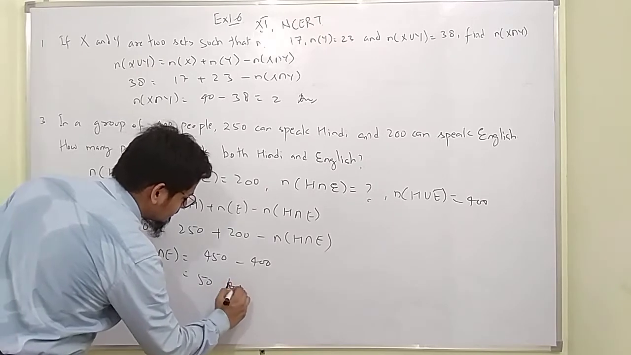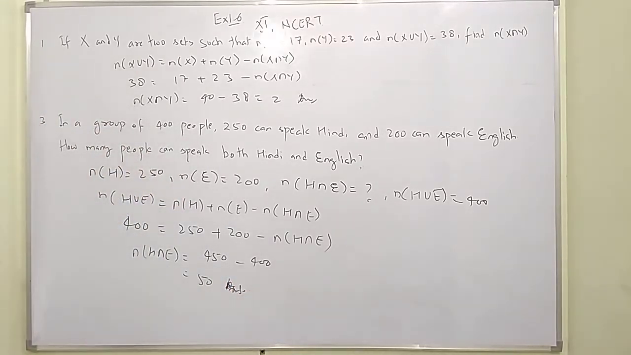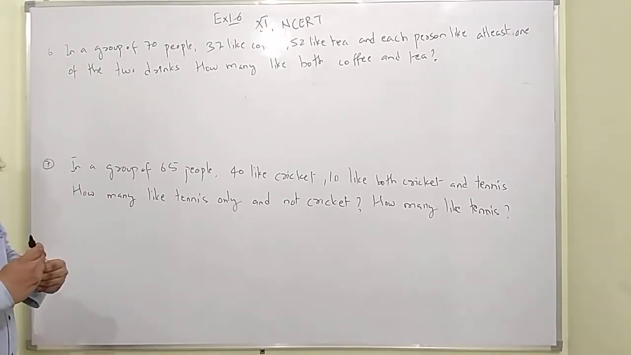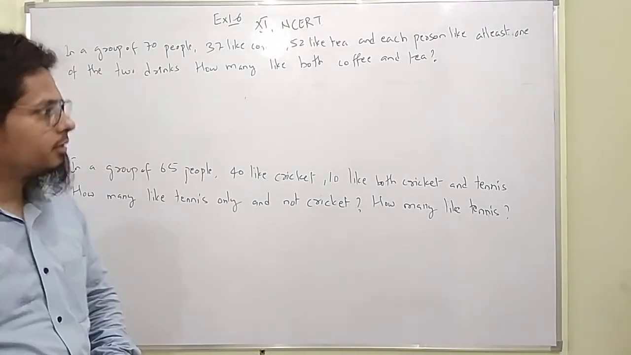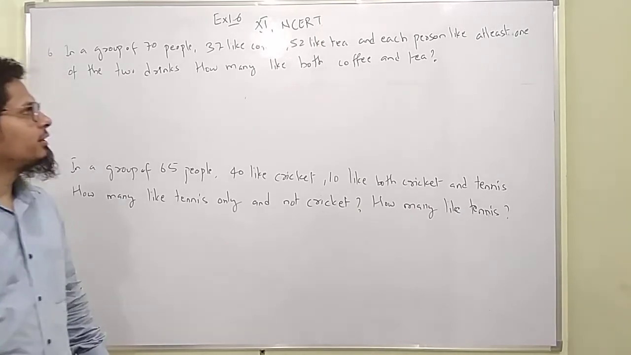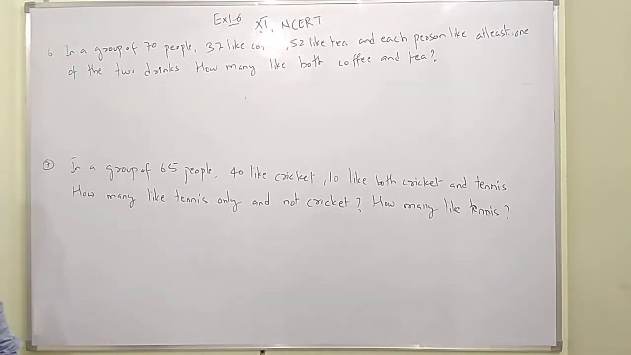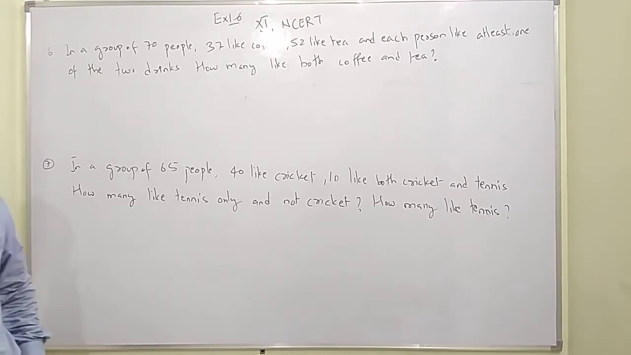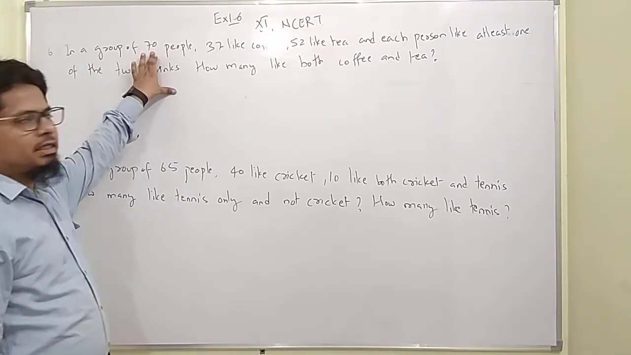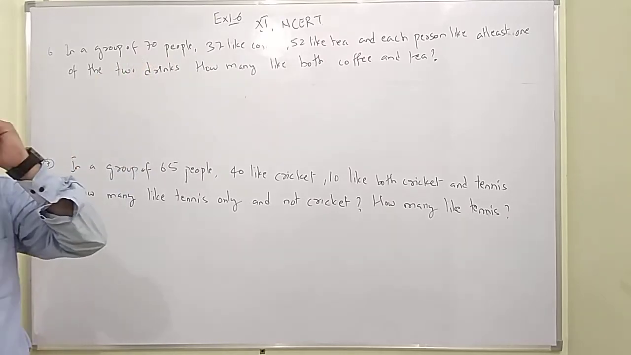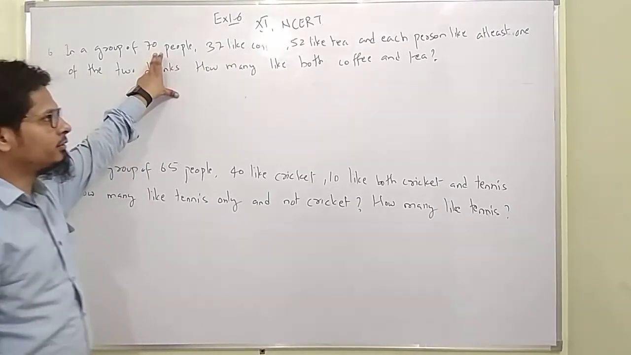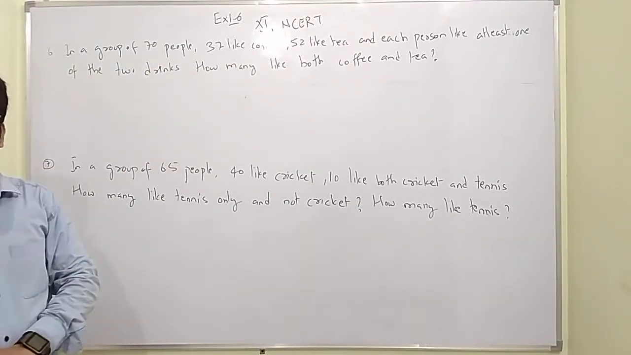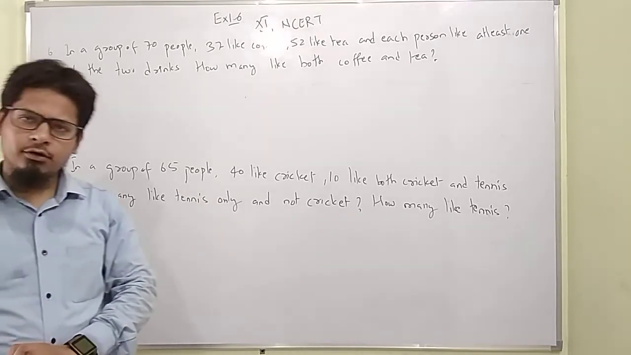So class, copy down all these questions. Now take question number 6. In a group of 70 pupils, 37 like coffee, 52 like tea, and each person likes at least one of the two drinks. Means 70 will be equal to n(A union B). When you find the union, the union is equal to the total, because it is mentioned that each person likes at least one of the two.